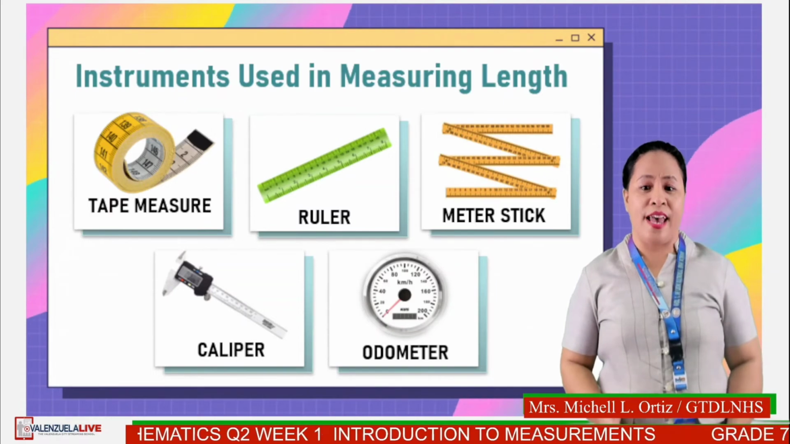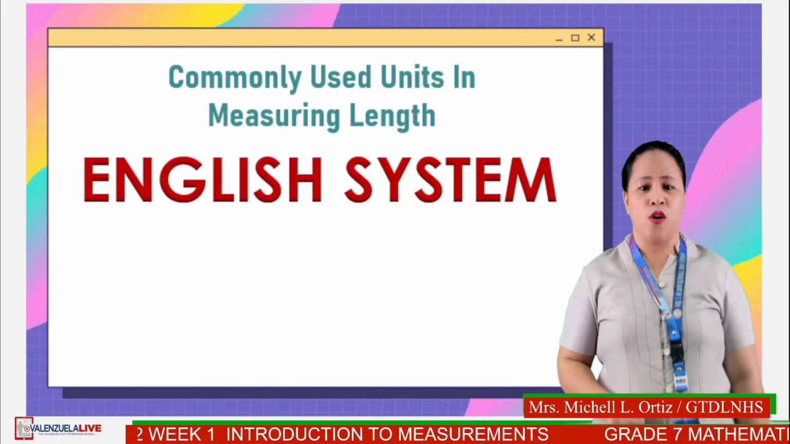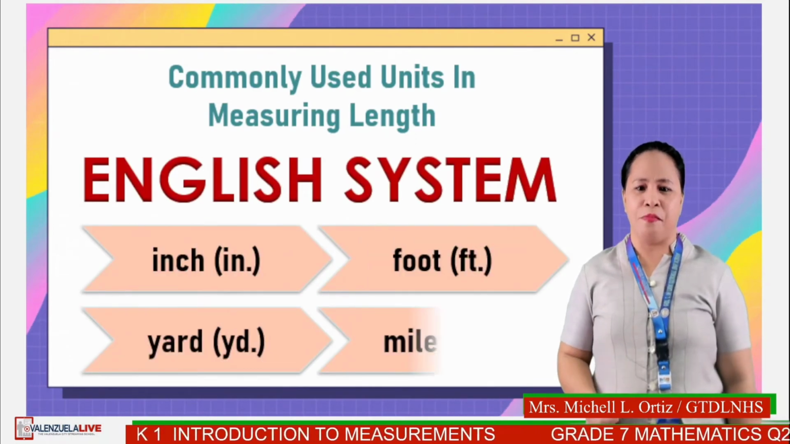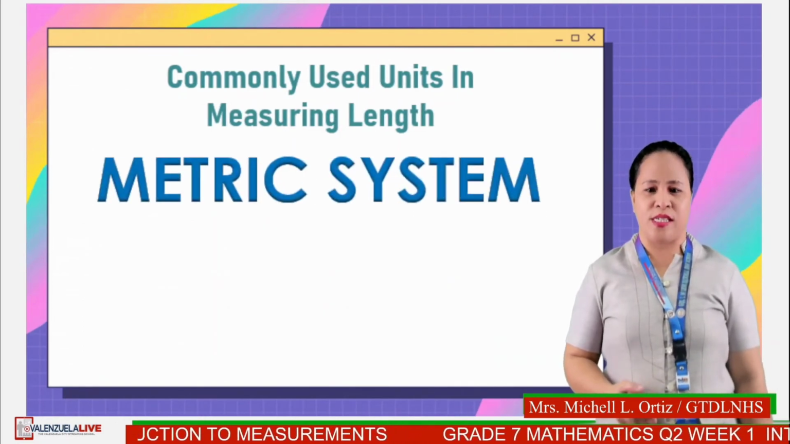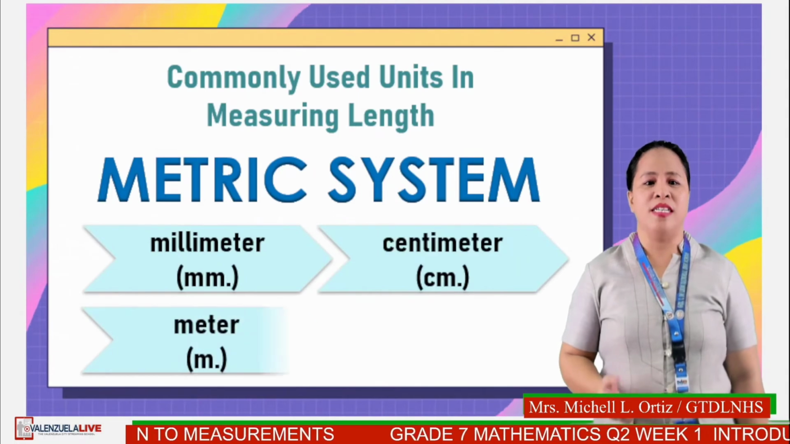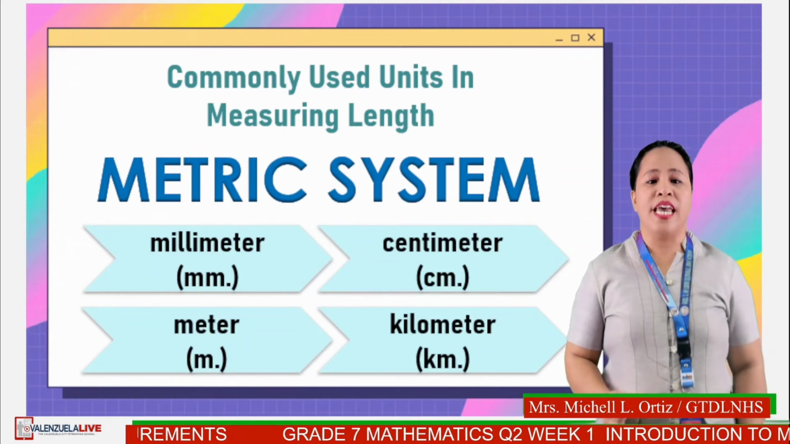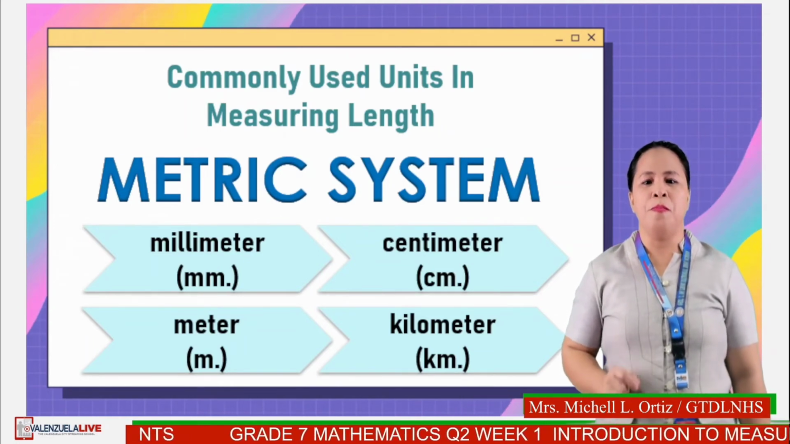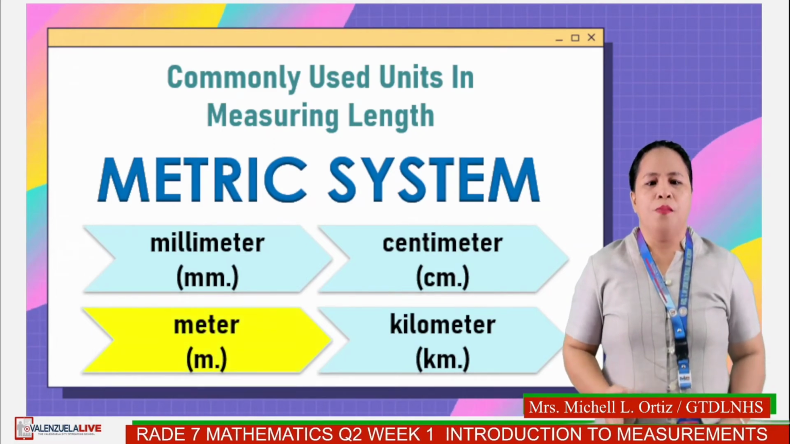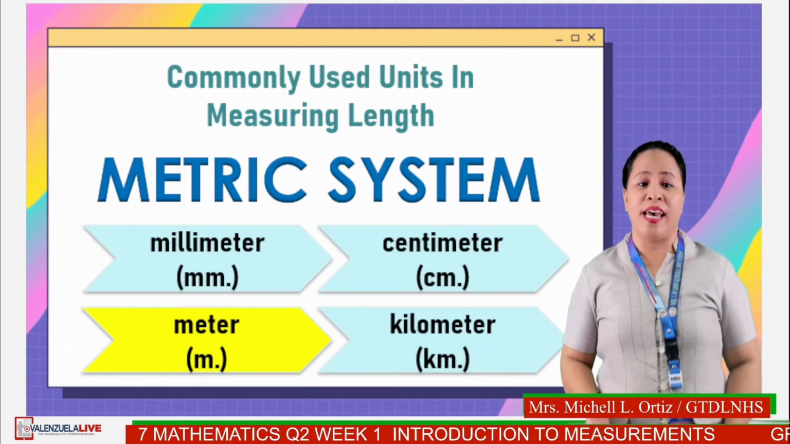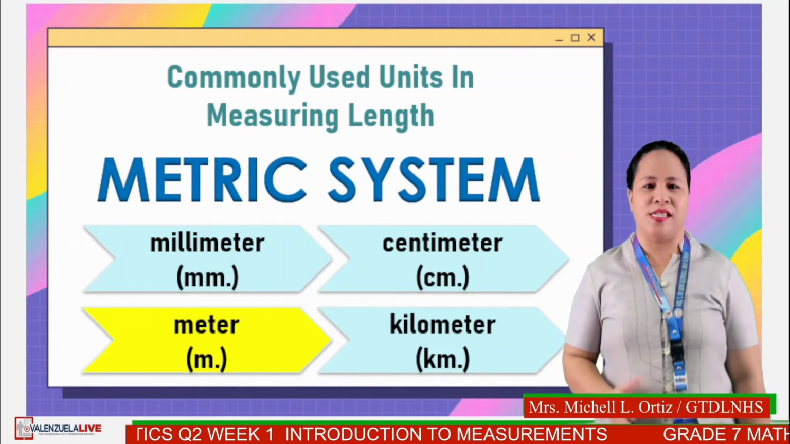Commonly used units for length in the English system are inch, foot, yard, and mile, while the commonly used units in the metric system are millimeter, centimeter, meter, and kilometer. Take note that in the metric system, meter is the basic unit for length. Millimeter is used in measuring lengths of very small objects, while kilometer is for distance between places.